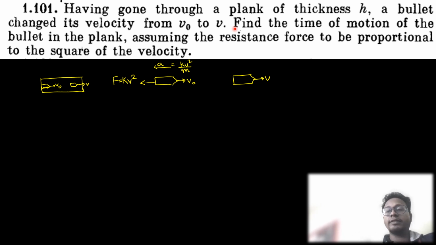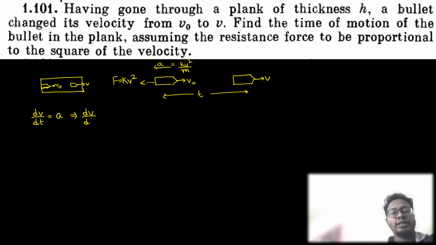The question is asking to find the time of motion of the bullet in the plank. That means till what time the velocity v naught has reached this value. So we simply know that dv by dt is equal to acceleration. What is the value of acceleration?